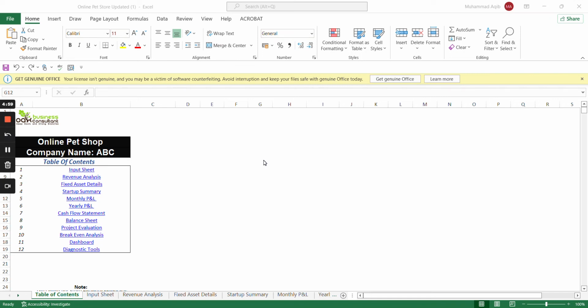Hi, today we'll be evaluating the online pet shop financial model using the input sheet, revenue analysis, fixed asset details, startup summary, financial statements, project evaluation, break-even analysis, dashboard, and diagnostic tools. This will help the company to evaluate its performance and growth over the 5 year period.